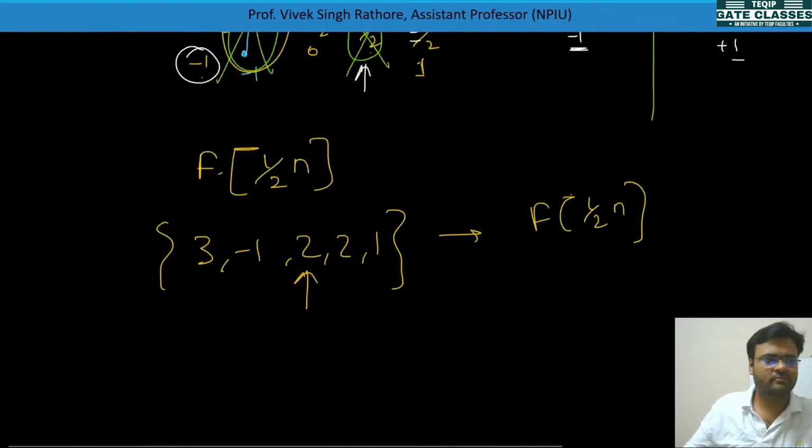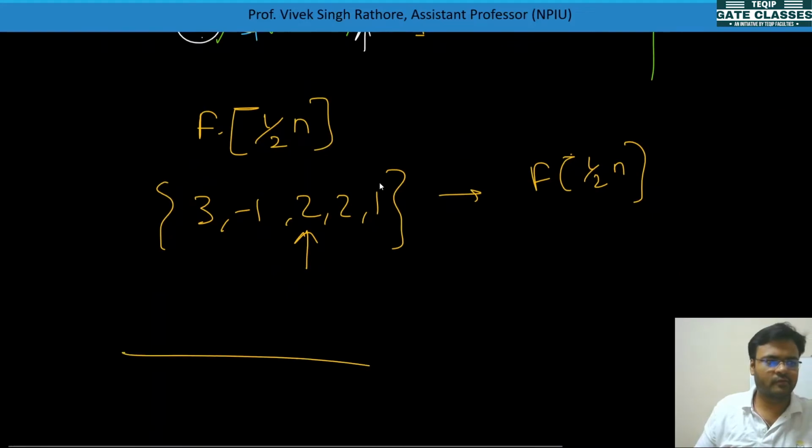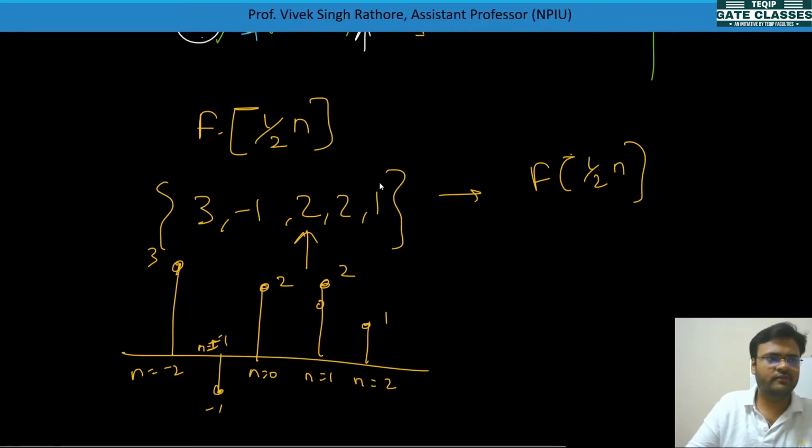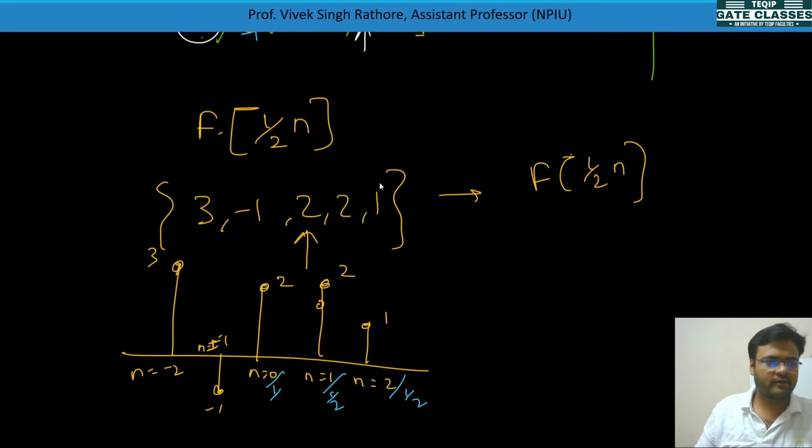So let's plot here again, we'll do it fast. This value will be 2, this value will be 2, and this value will be 1, for n equal to 0, n equal to 1, n equal to 2, and this value will be -1 for n equal to -1, and this value will be 3 for n equal to -2. So now what we need to do is just divide by half.